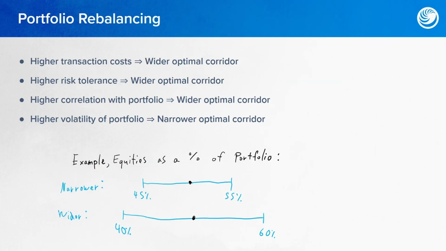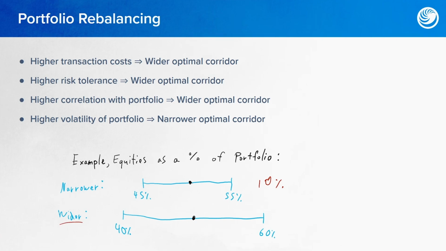On the bottom of the screen here, I've drawn basically an example using equities as a percentage of the portfolio. And now an example of a narrower corridor. It could be this top one where we have this target of, let's say, 50%, and then we allow it to go 5% in either direction. And so that total corridor width is 10%, right? And if it goes out above 55% or below 45%, we're going to rebalance.